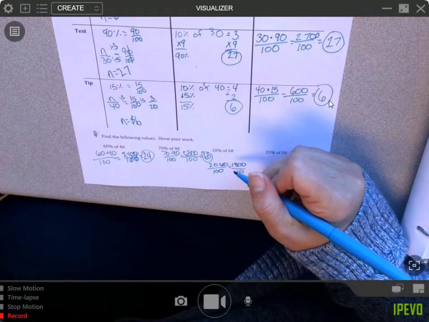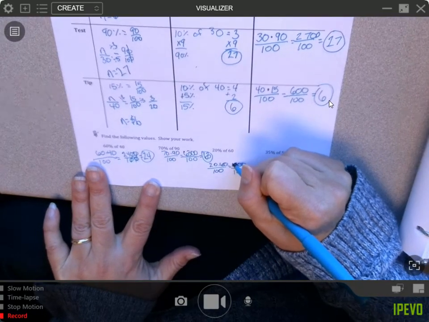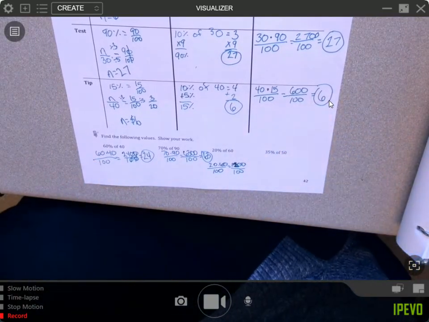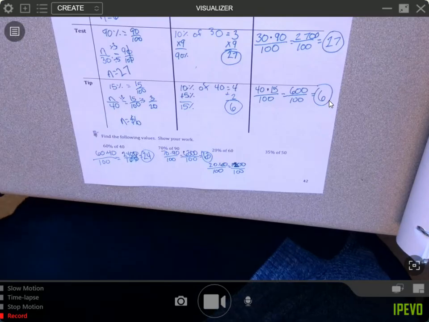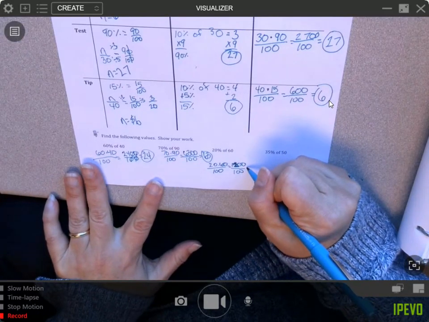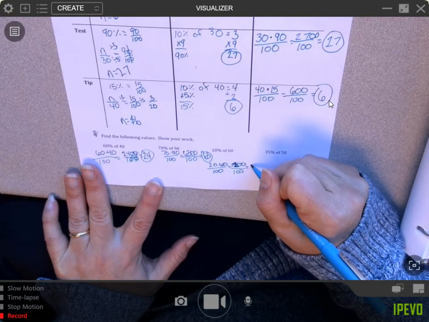What's 2 times 6, Amala? 12. So we have to be careful. We can't go too fast with our math. Okay? Make sure we slow it down, that we're doing our math correctly. So what's 1,200 divided by 100? Michael? 12.